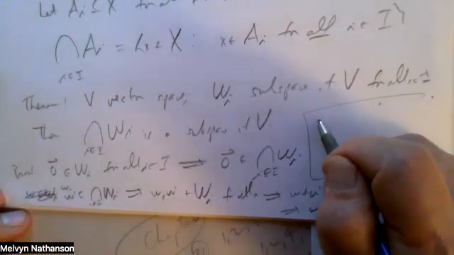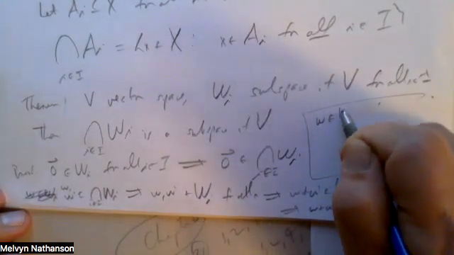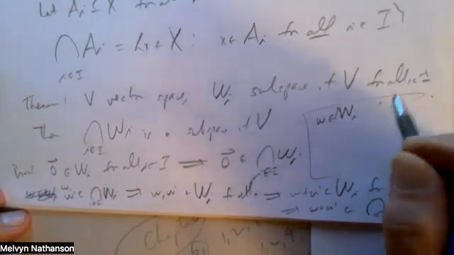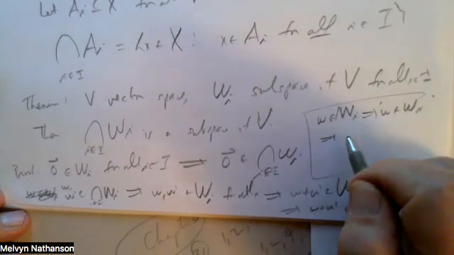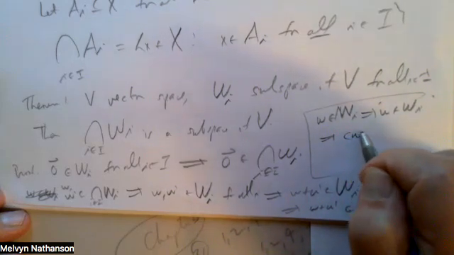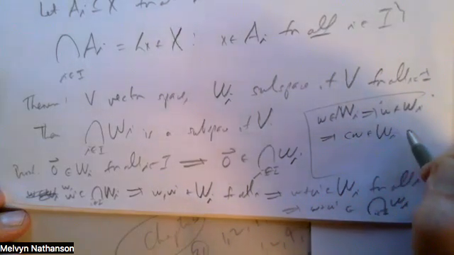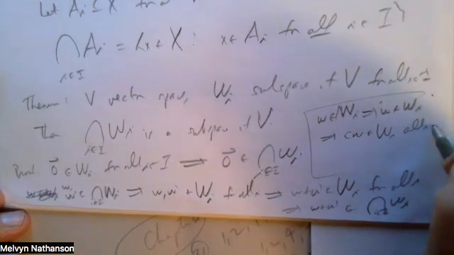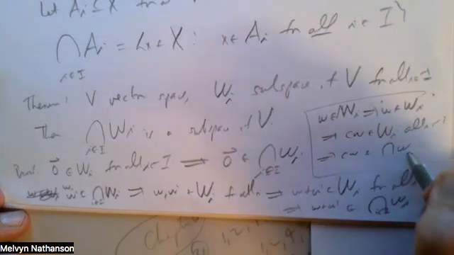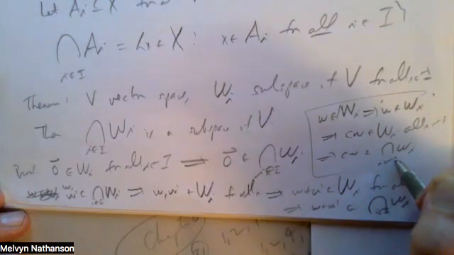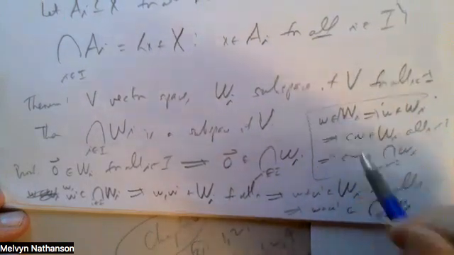And in the same way, if w is in the intersection of all of these sets, then w is in W_i for all i, which means if I take a scalar c, c times w is in W_i for all i, which means cw is in the intersection of the W_i's for all i. So the intersection of subspaces is also closed under scalar multiplication.